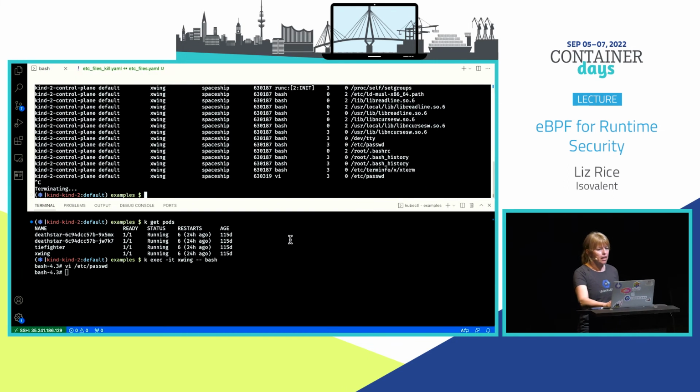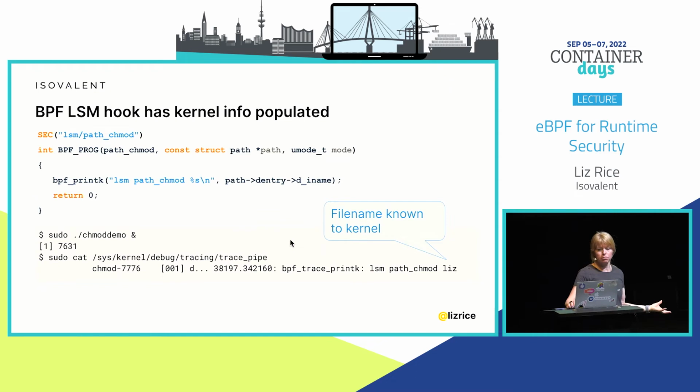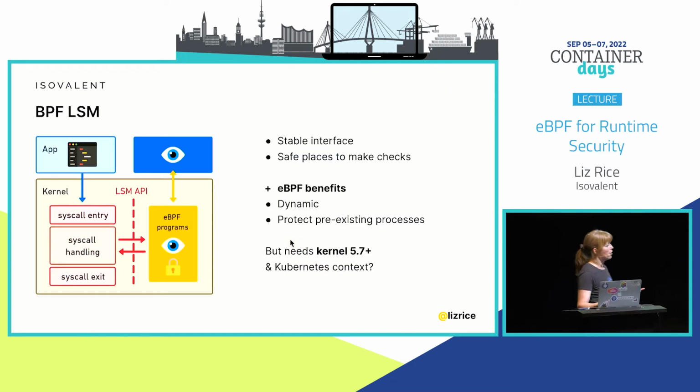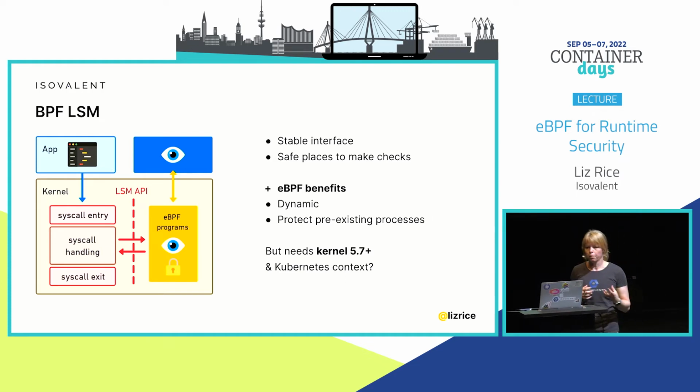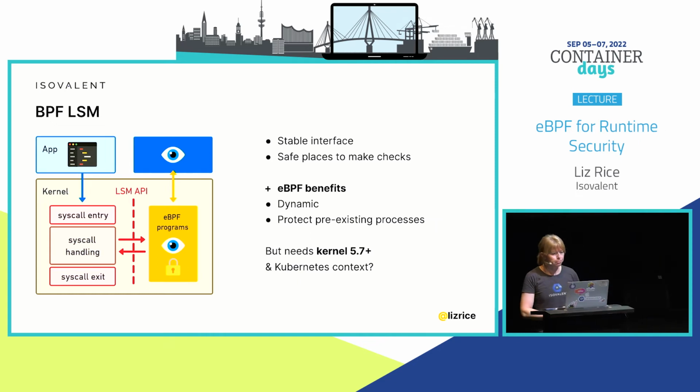So this LSM set of hooks is great, but you need a kernel that is pretty recent. 5.7 is where this BPF LSM capability was added. And you also kind of want to hook that up to the Kubernetes contextual information, like we saw with some of the other tooling. The fact that this needs kernel 5.7 does mean that it's probably not available for a lot of production users. People are pretty conservative about the kernel versions they're running in production.